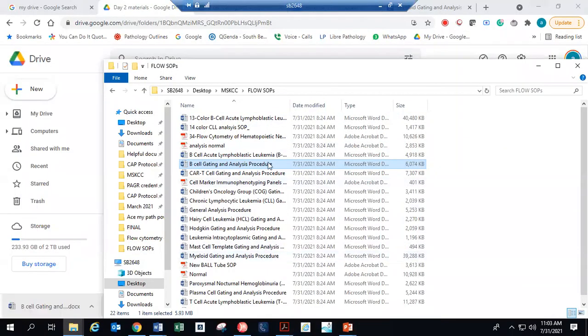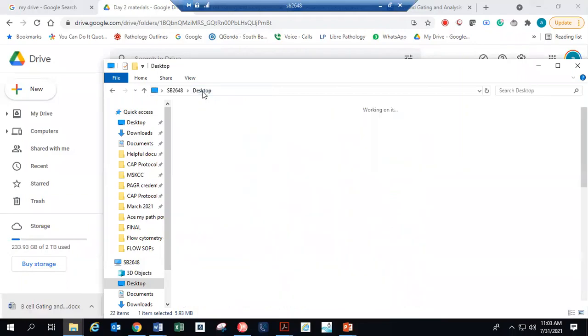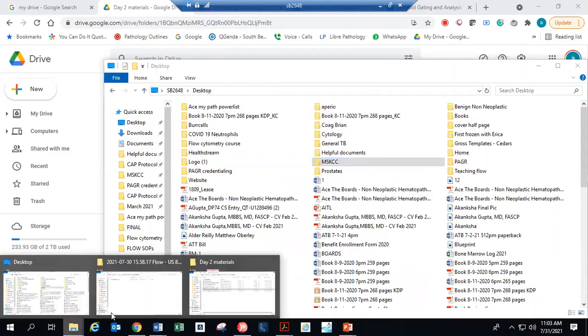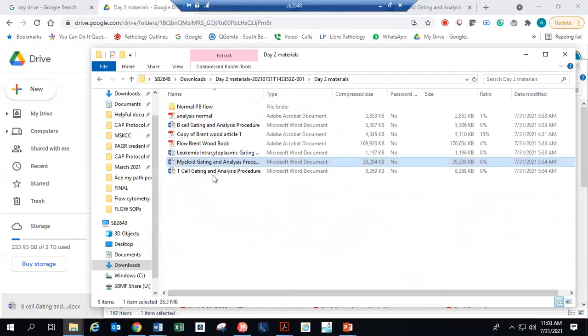Let me go to the downloads, day two materials. All right. Today we are going to go more into how the myeloid gating, B cell gating and T cell gating was done at MSK. We used to get already gated plots. We were kind of spoiled. So I am also going to learn with you. Apart from teaching you, I'm also going to learn with you.